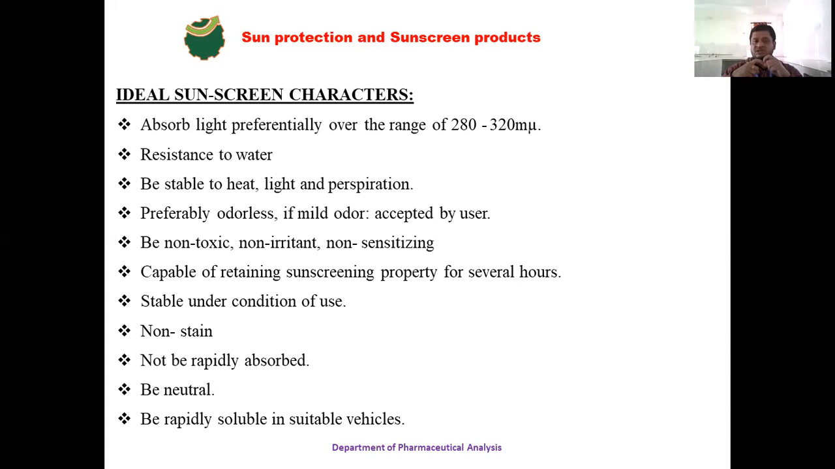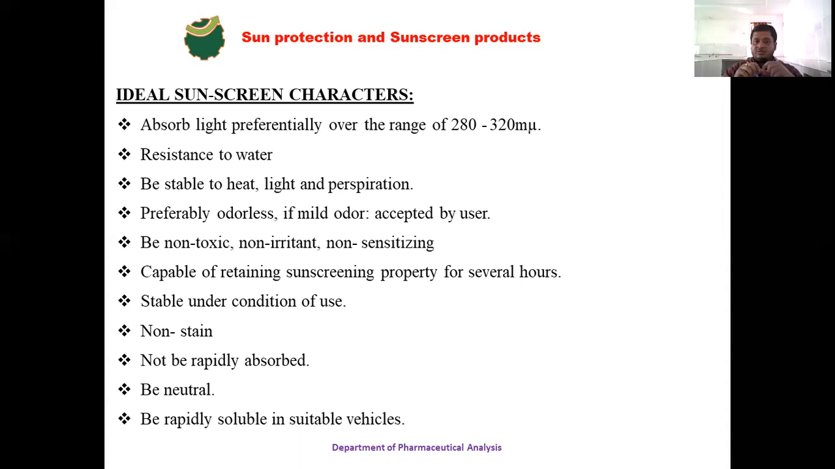Okay. Next, it should be stable under conditions of use. So under any conditions, suppose any particular weather or season, particular temperature, or particular skin condition, suppose oily skin or dry skin, it should have the same effect. Okay, and it should be stable in any condition of use. Next, non-stain, it should not give any stain or any color spot on the clothes.